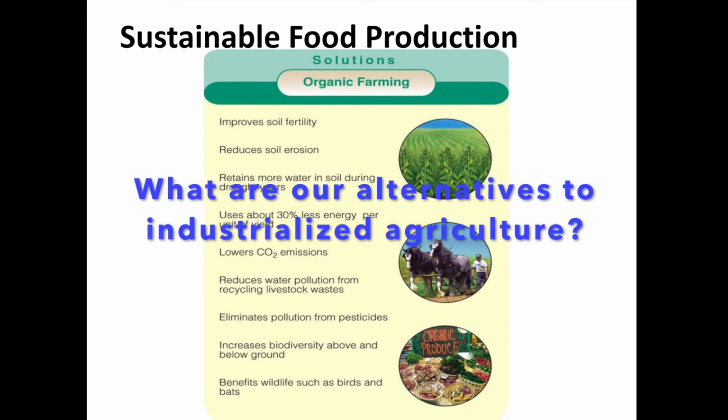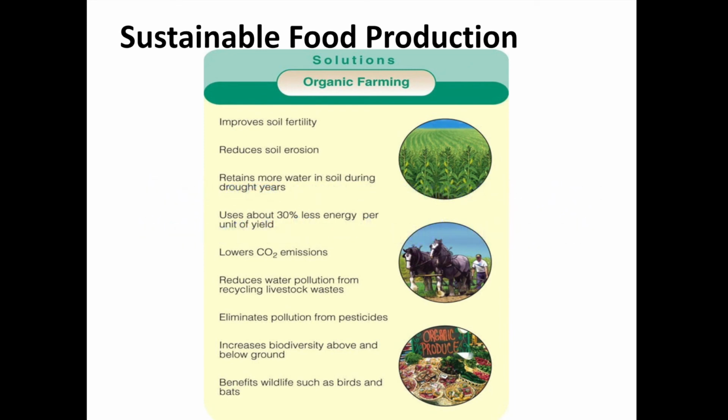When we talk about solutions, we want to think about some sustainable food production methods. We want to improve our soil fertility and reduce erosion, right? We want to retain more water in the soil during drought years, and we want to use less energy. We want to lower our carbon emissions. We want to eliminate pollution associated with pesticides and herbicides. We want to increase biodiversity, and we want to have less negative impact on wildlife. So these are our goals when it comes to sustainable food production. And that is achieved in some cases through organic farming.